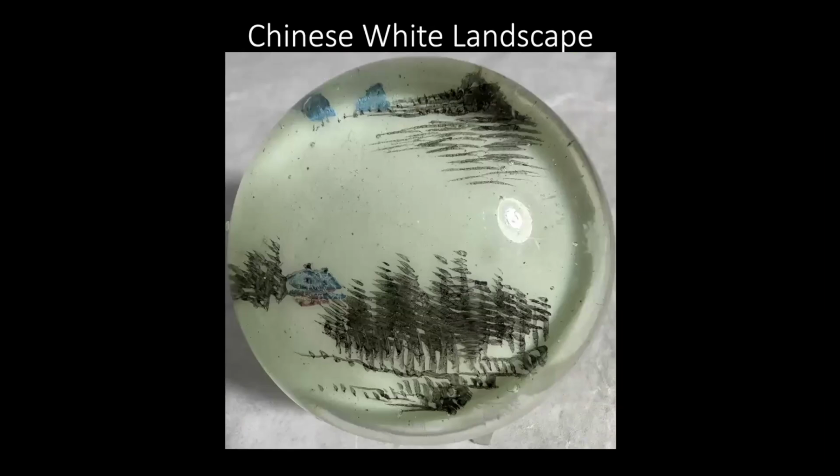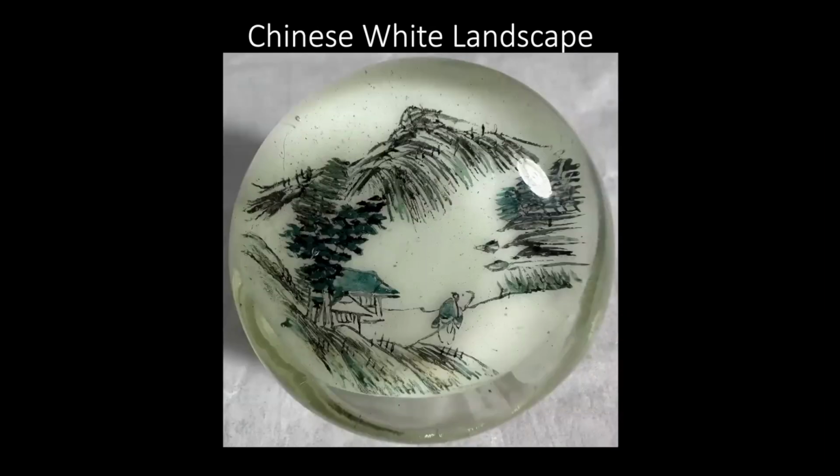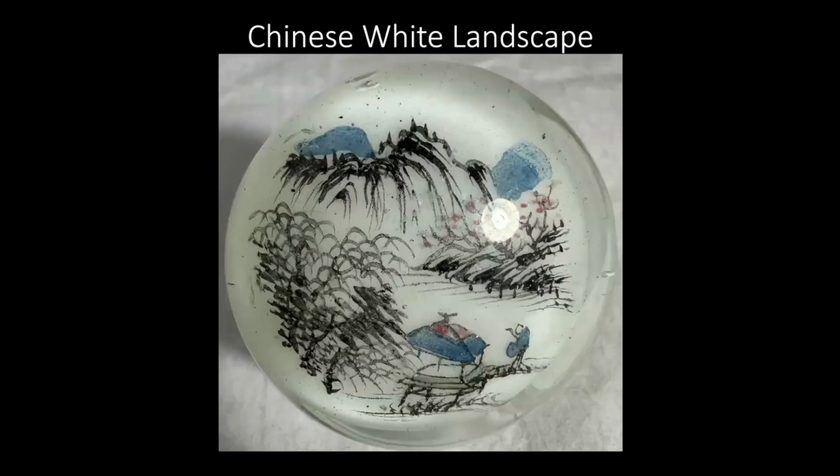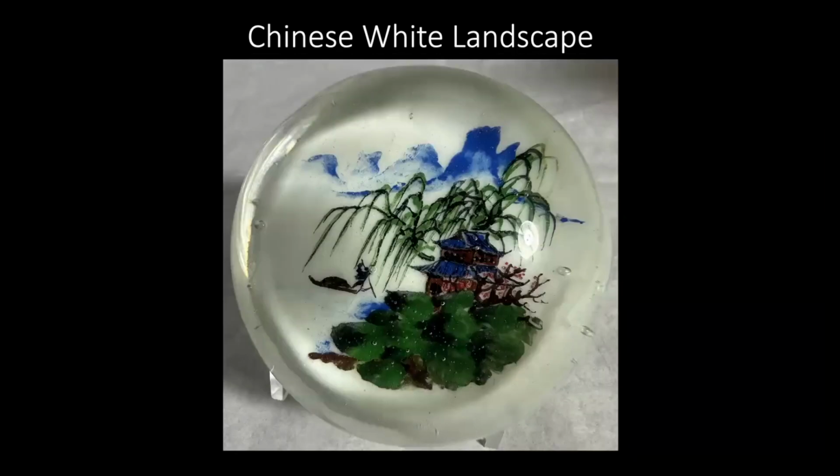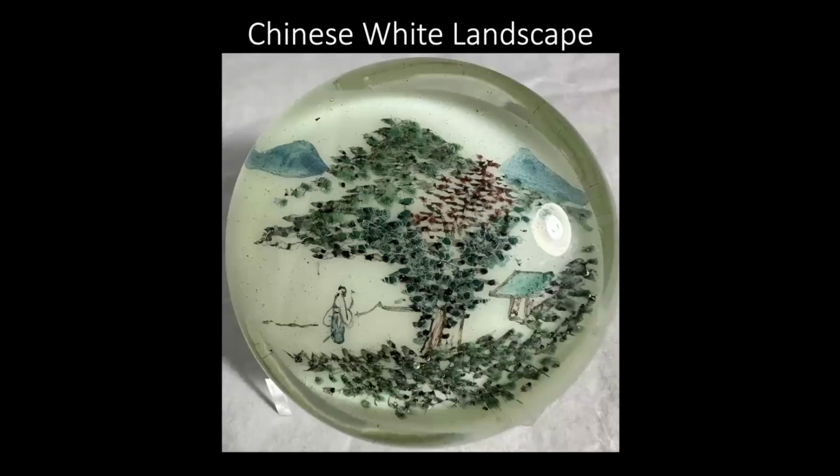These next few have a different style of painting, but they're still in the Chinese white category. Another person walking with a staff. I'm not sure what this person's doing. If that's the staff, they're just pointing at something. This one's pulling a boat, approaching that structure or passing by. This person's just admiring the blossoms in the trees.